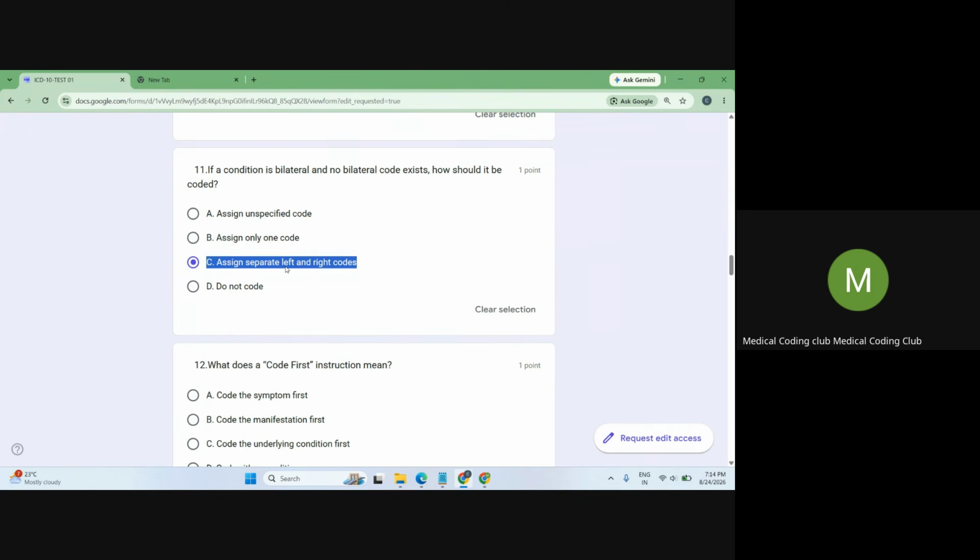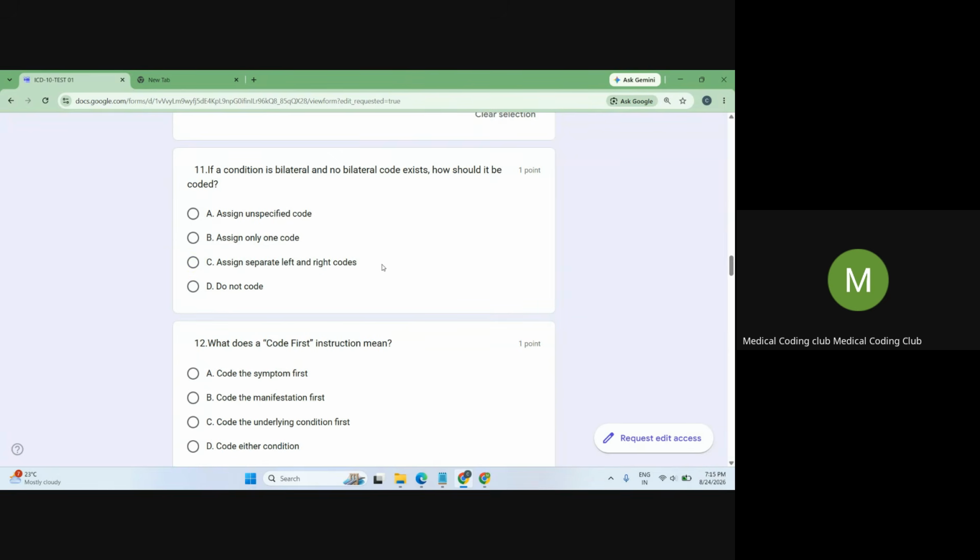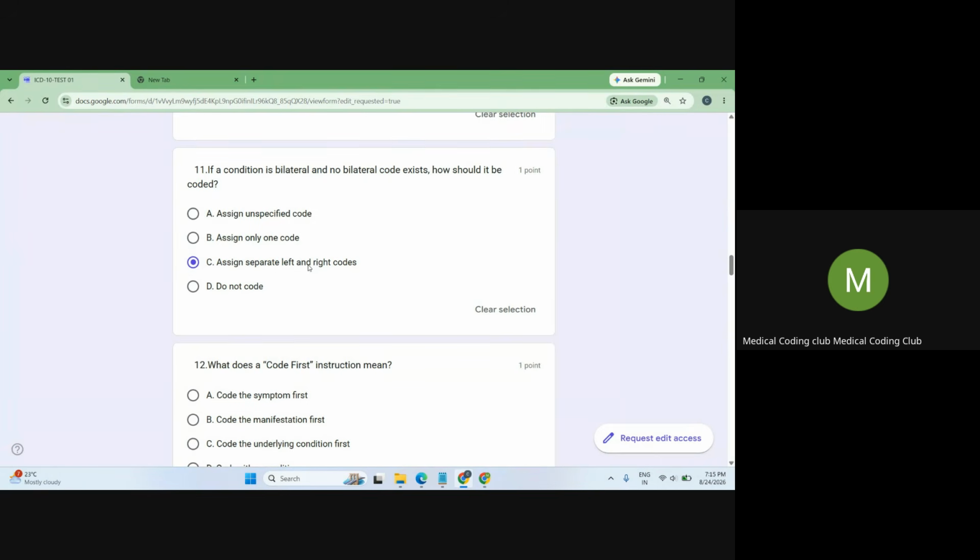Assign left versus right. But if you had a bilateral code, like we saw with some of the ocular pain, right? If we have the bilateral code, can we assign them separately? No, ma'am. If you have the bilateral condition and you are checking the code category and you also have a bilateral code there, it means you cannot split and code them separately. Assign separate left and right only since you do not have a code for bilateral.